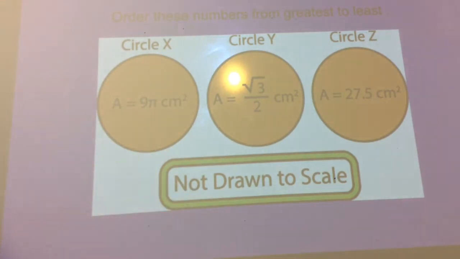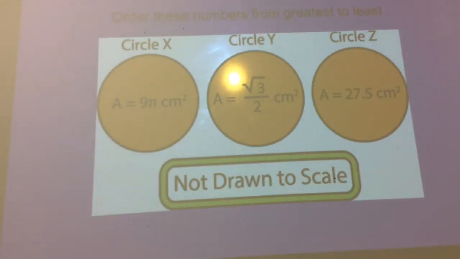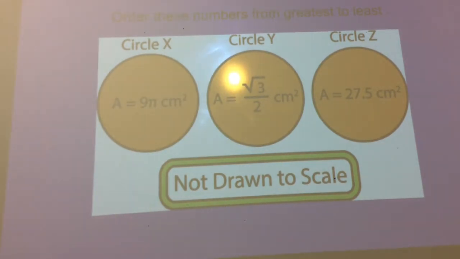Can anybody tell me what that means by not being drawn to scale? Reed, what do you think? It's not as big as it seems. Yeah, and so what it's saying is all those circles are the exact same size, agreed? And since they're all the exact same size, it doesn't want you to get confused and assume that they're all the same size in the picture. It's just using it as a visual representation, okay?